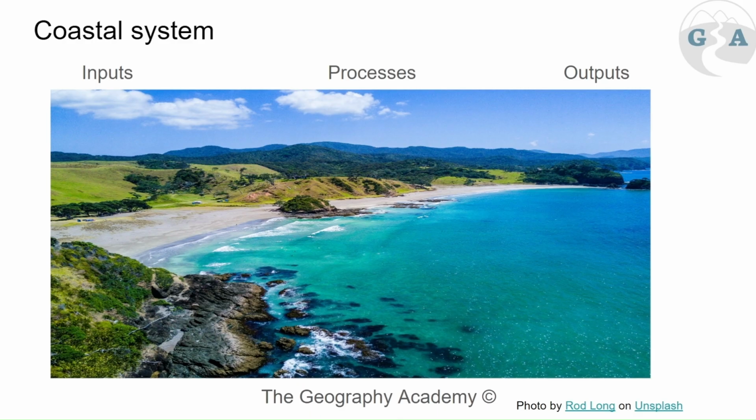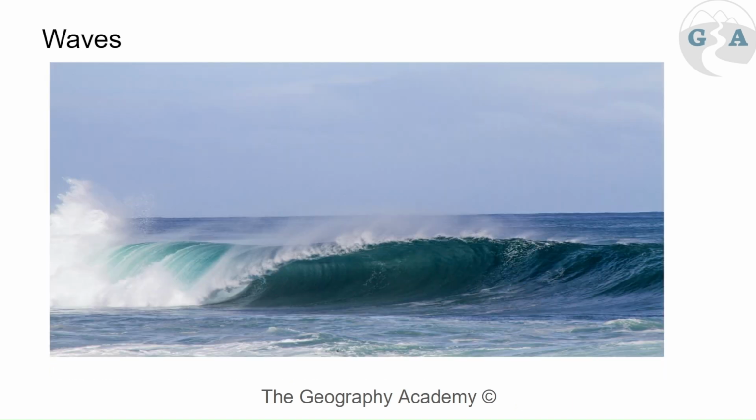For coastal inputs, processes, and outputs, we think about it like a system whereby we've got inputs of things like energy, processes like transportation, and outputs like new features being formed through deposition. Waves are a key process here. Waves are bringing in the energy and changing the coastline area.